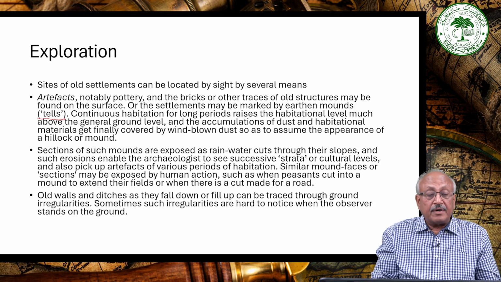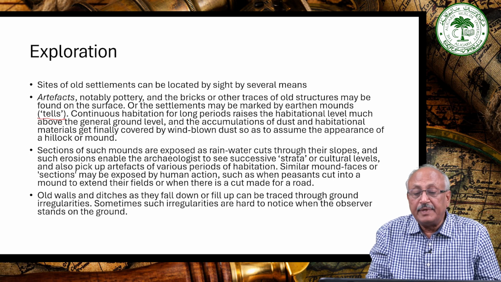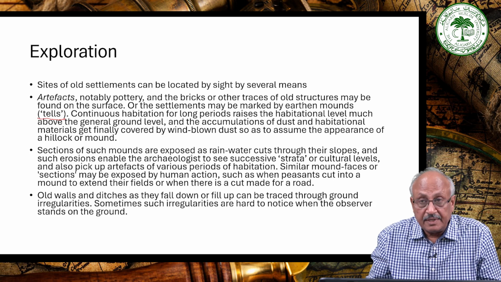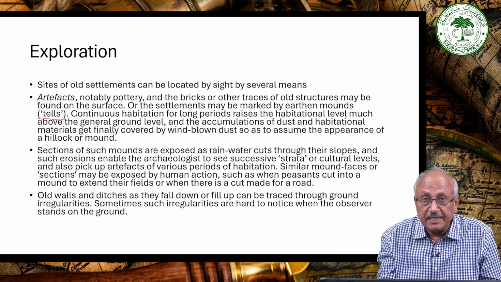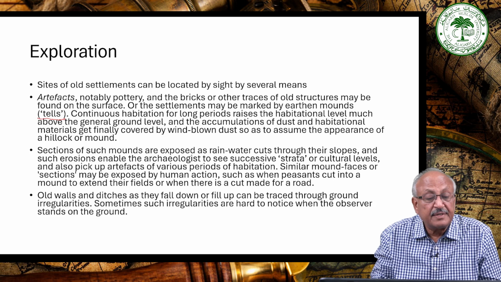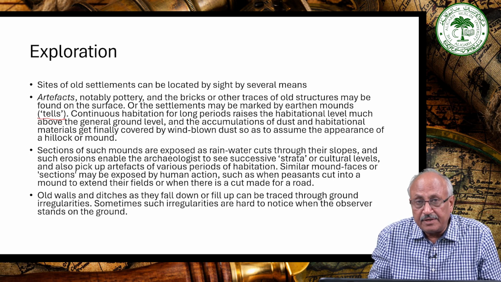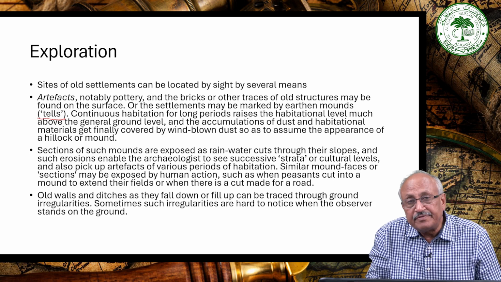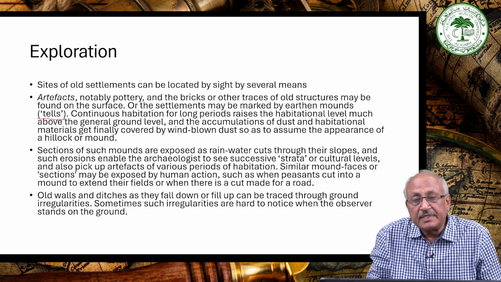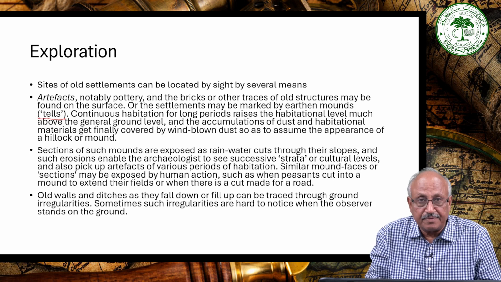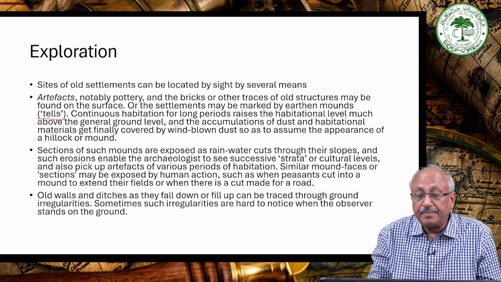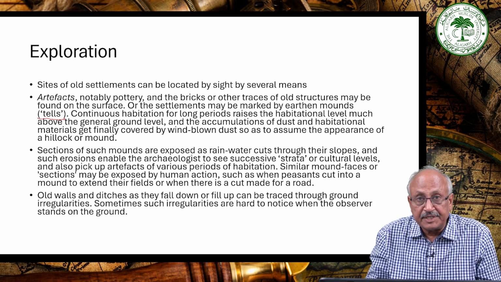Similar mound faces or sections may be exposed by human action, such as when peasants cut into their fields, come across a mound which is standing there, and by chance cut a part of it. They do it to extend their area of cultivation, or when a cut is made for a road. When railways were laid, people discovered the Indus civilization site, Mohenjo-daro. So, old walls and ditches, as they fall down or fill up, can be traced through ground irregularities.